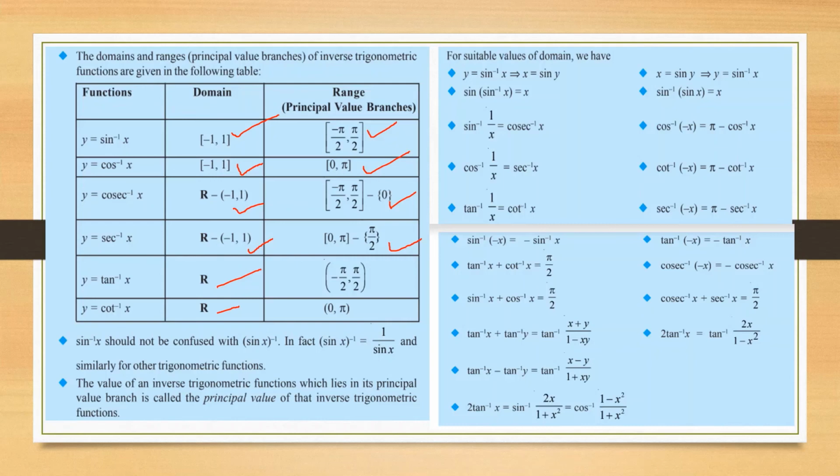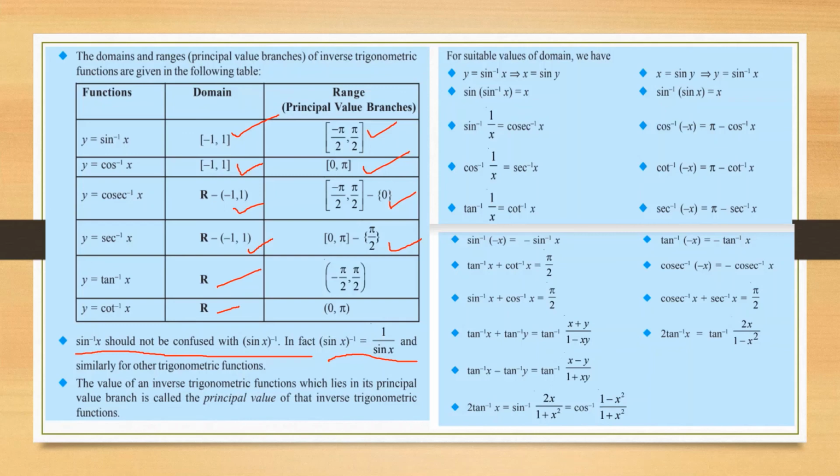Next important thing we have done is that sine inverse x should not be confused with sine x whole inverse, right? Because sine x whole inverse means 1 upon sine x. Similarly, this is true for other trigonometric functions also. The value of an inverse trigonometric function which lies in the principal value branch is called the principal value of that inverse trigonometric function.